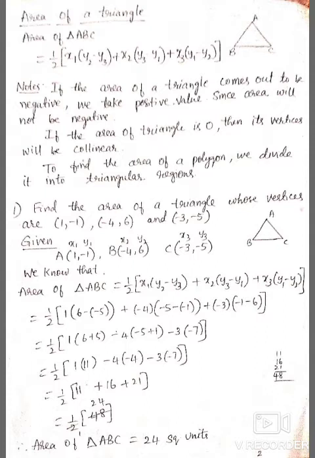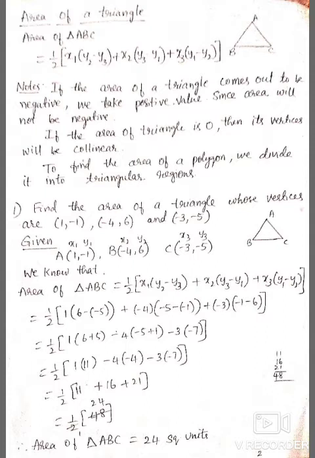Okay, so the area of triangle ABC is equal to half of [x1(y2 − y3) + x2(y3 − y1) + x3(y1 − y2)]. Okay, so this is the area formula to find the area of a triangle.